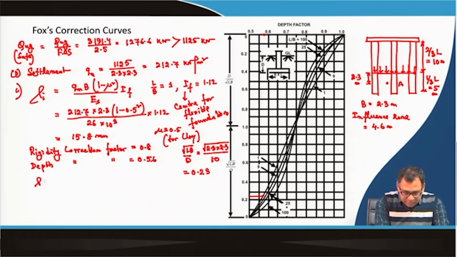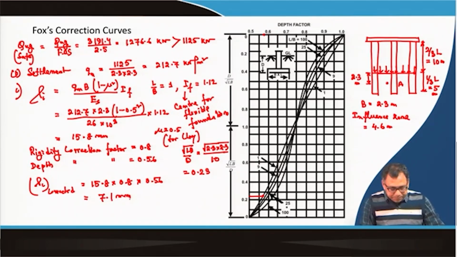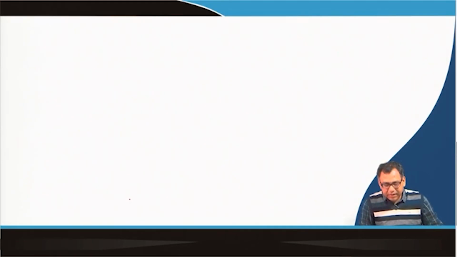So, the corrected immediate settlement is equal to 15.8 into 0.8 into 0.56. So, that value is 7.1 millimeter. So, that is the corrected immediate settlement. Now, we will calculate the consolidation settlement.